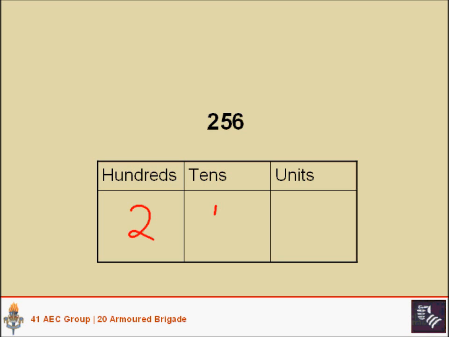Let's write in our number, 2, 5, 6. In this table, we've shown up to hundreds, but we can go on to thousands, tens of thousands, hundreds of thousands, and millions.